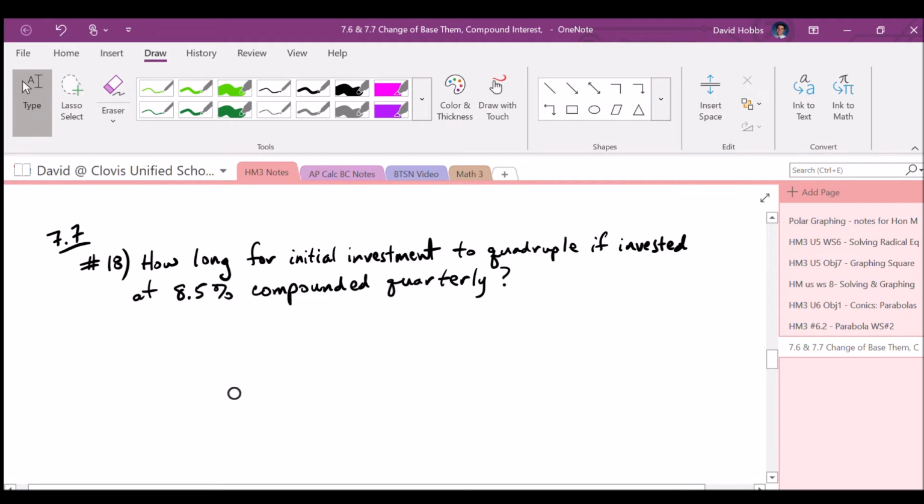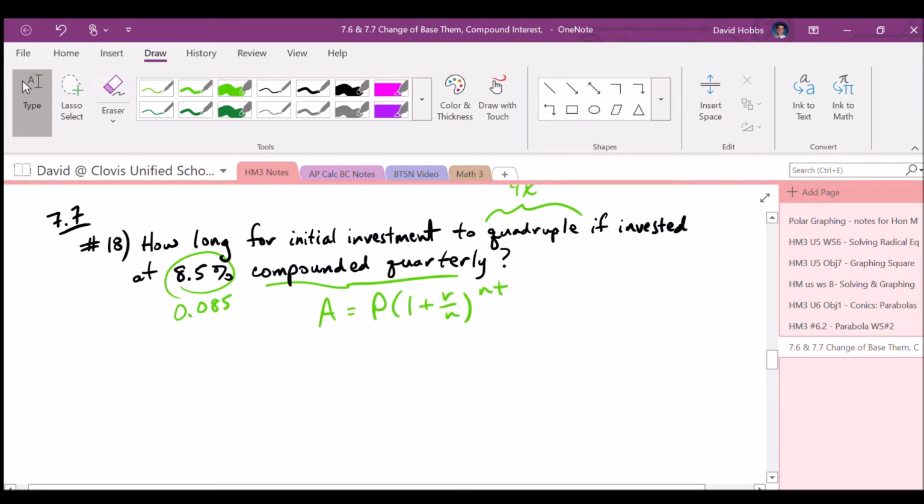Okay, number 7.7. This is from worksheet 7.7, and it's problem number 18. How long for an initial investment to quadruple? Quadruple, that's 4 times. If invested at 8.5%, 0.085, compounded quarterly. So this is the finite number of compoundings, so A equals P times 1 plus R over N to the NT.